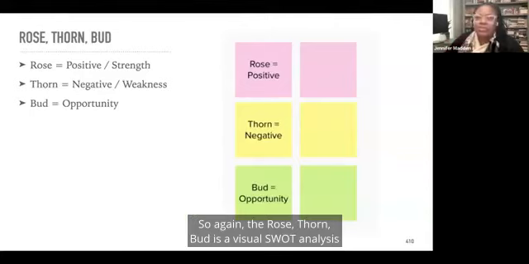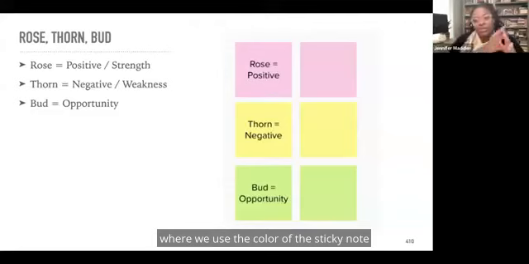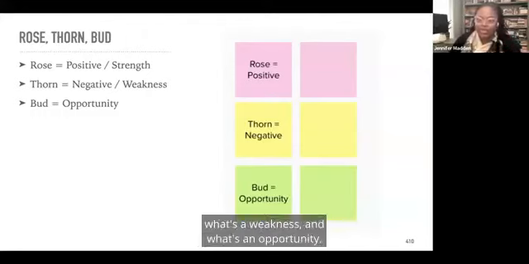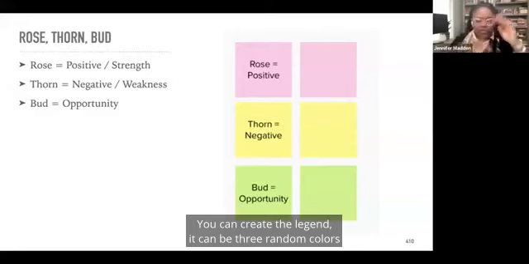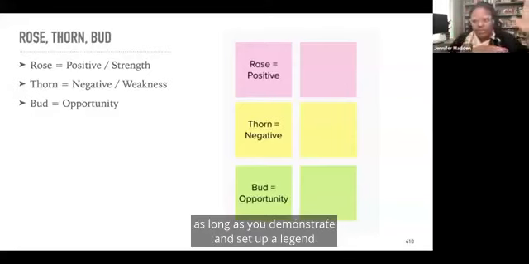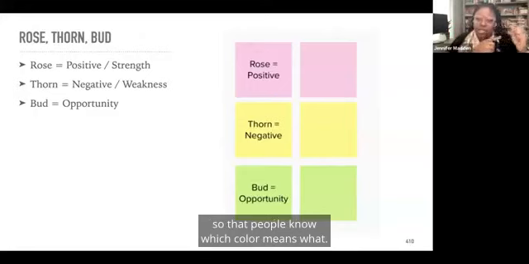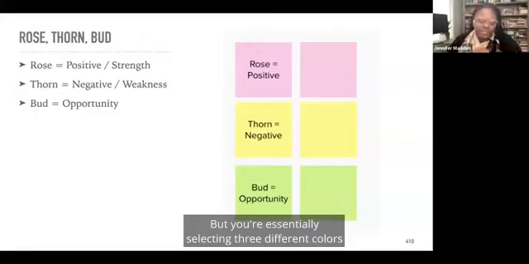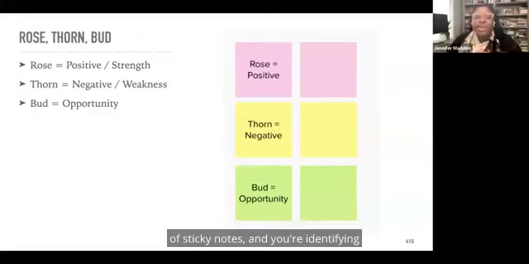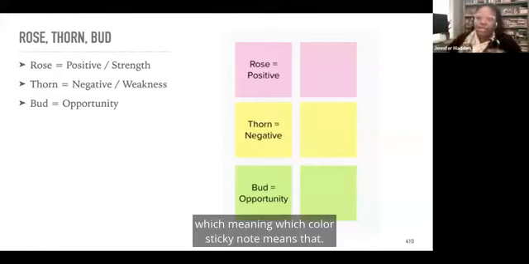So again, the Rose Thorn Bud is a visual SWOT analysis where we use the color of the sticky note to help us signify what's a strength, what's a weakness, and what's an opportunity. You can create the legend. It can be 3 random colors as long as you set up a legend so that people know which color means what. You're essentially selecting 3 different colors of sticky notes, and identifying which mean positive, which mean negative, and which mean opportunity.